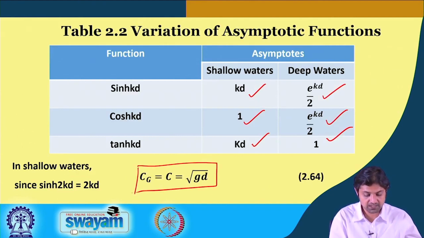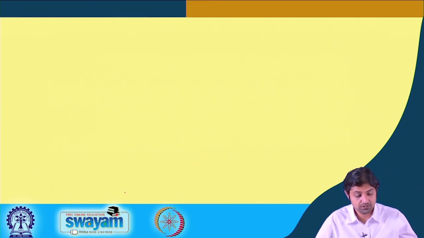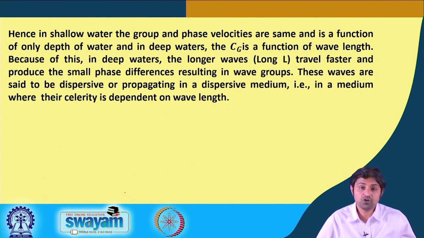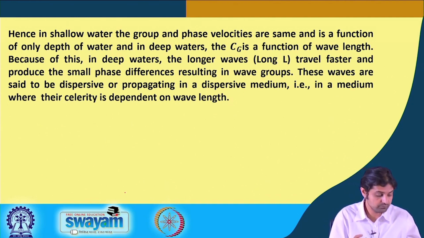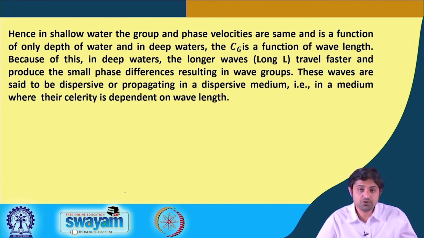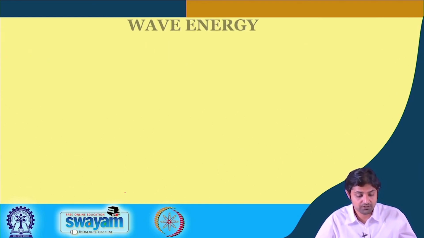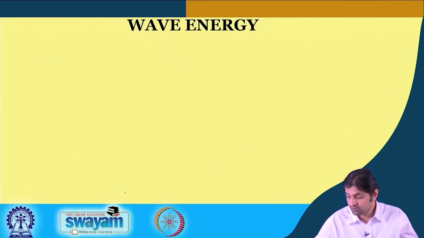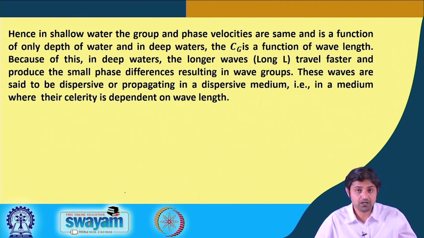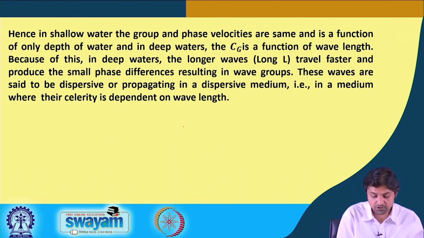Cg will become C, and that is equal to under root gd. So, in shallow water the group velocity is the same as the phase velocity, or the celerity of the wave. In deep water Cg is equal to C0 by 2, whereas Cg is equal to C in shallow waters, and for the intermediate waters you can use this equation.